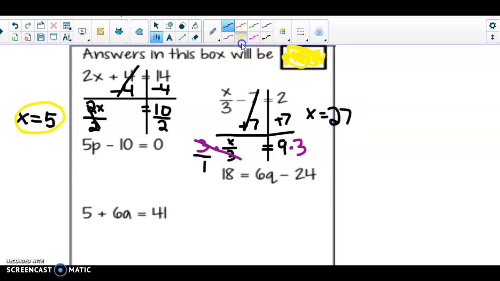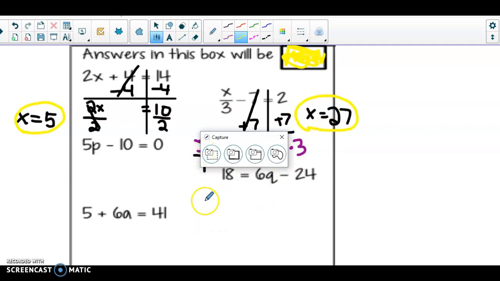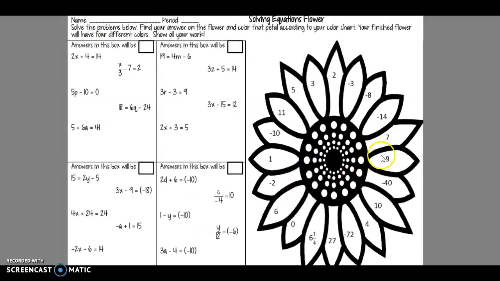Remember that the goal is to color in our flower petals, and the 5 and the 27 should not be next to each other. So let's pop over to our worksheet. We got our answer 27. Here it is, 27. Where is it down here? This would also be that same color you chose. All right, let's pop it back.